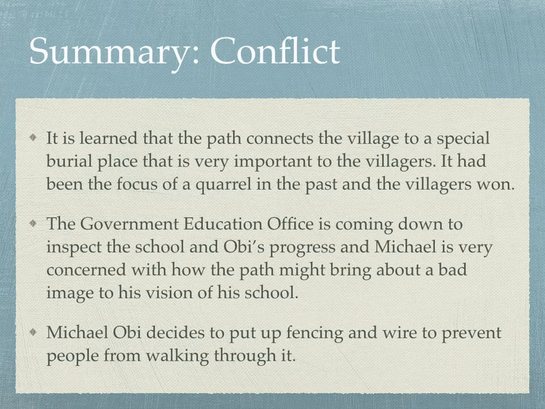He is told that the path connects the village to a special burial place that is very important to villagers. It has been the focus of a quarrel in the past, and the villagers have also won in the past. Yikes. Michael knows that the government education office is coming down to inspect him and the school, so he is concerned with how the path would interfere with that good image. Michael decides to put up fencing and wiring to prevent any more people from walking through it.